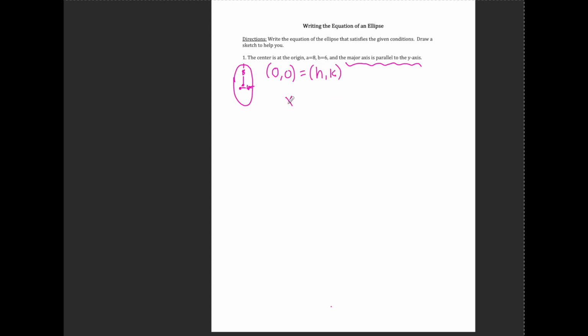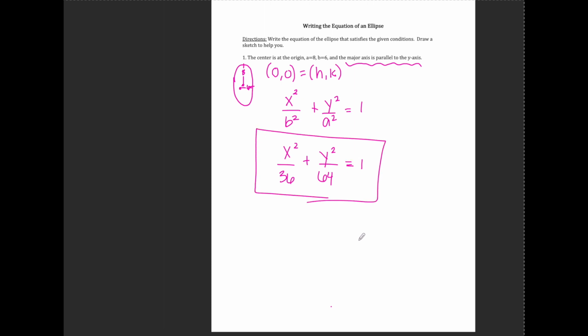So this is going to be the form x squared over b squared plus y squared over a squared is equal to 1. Again, the a, the bigger number, is underneath the y squared because this is opening up vertically. It's longer vertically. And from here, I can just plug in the values that they gave me. They told me that b was 6, so 6 squared is 36. And they told me that a was 8, so a squared is 64. And there we go. There's the equation of that first ellipse.